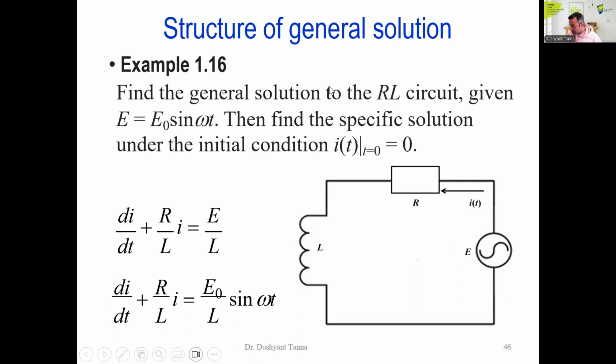Okay. So how do you find the general solution of this circuit equation? This was already covered, I think, in session 1 or last week's session. Given E is equal to E0 sine omega t, find the specific solution under the initial condition where I of 0 is 0. It is the same thing as the 0, 0 coordinate, or y of 0 is 0. We are given this equation, but E is equal to E0 sine omega t.